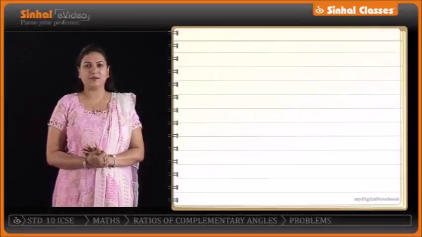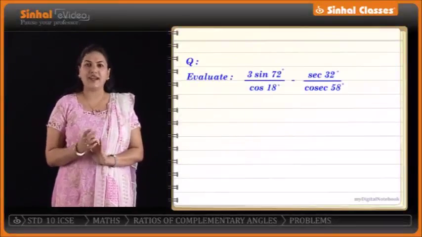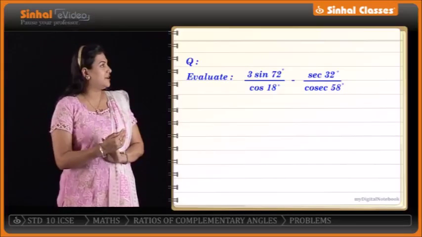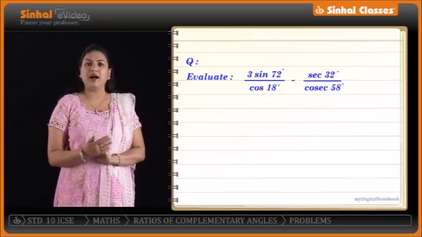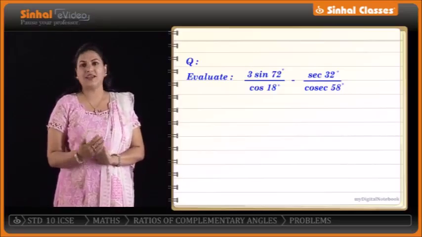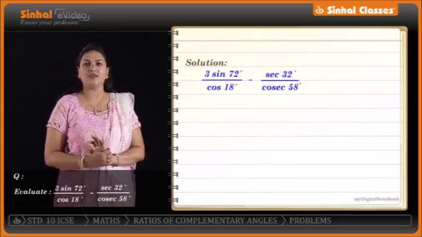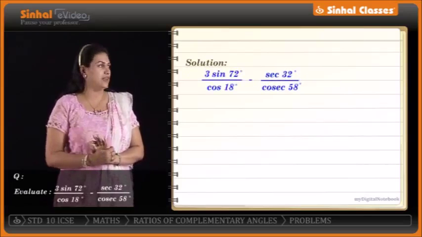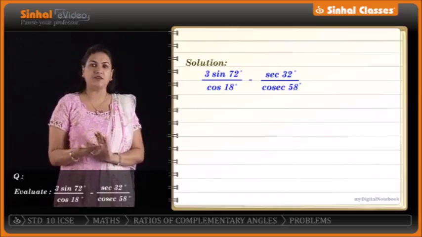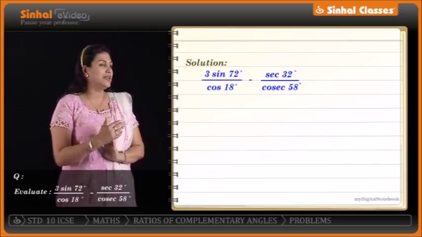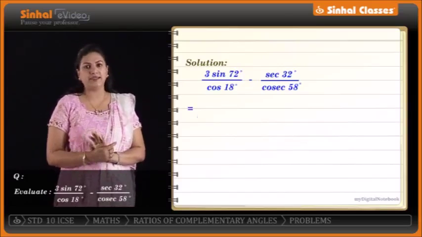Now let's look at our next problem. Here we want to evaluate the expression, that is to find the value for this expression. We have 3 sin 72 upon cos 18 minus sec 32 upon cosec 58. Now in the first term we have sin and cos. We convert them to the same ratio. That is, we can write cos in the denominator in terms of sine. We do this and get 3 sin 72 upon sine 90 minus 18.